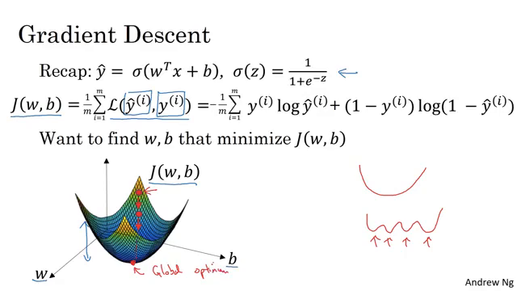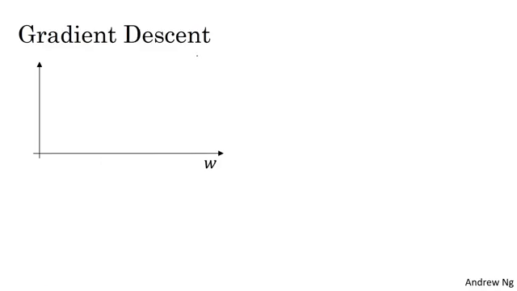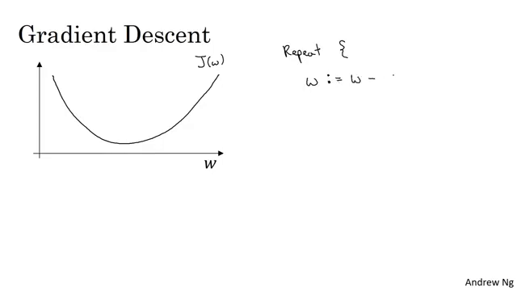Let's write out a bit more of the details. For the purpose of illustration, let's say that there's some function J of W that you want to minimize, and maybe that function looks like this. To make this easier to draw, I'm going to ignore B for now, just to make this a one-dimensional plot instead of a higher dimensional plot. So gradient descent does this. We're going to repeatedly carry out the following update. I'm going to take the value of W and update it. I'm going to use colon equals to represent updating W. So set W to W minus alpha times the derivative, d of J of W over dW. And we'll repeatedly do that until the algorithm converges.